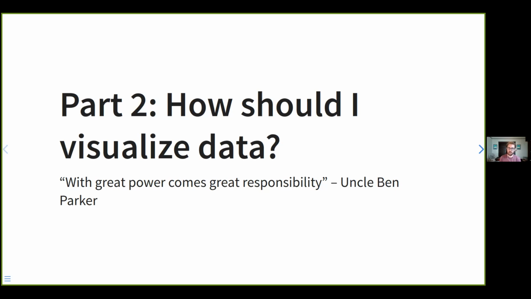Okay, so now we're going to move on to part two, the topic being how should I visualize data? And I want to start with a quote here from the great Uncle Ben Parker from Spider-Man. With great power comes great responsibility. As you saw in the earlier section, we can use data visualization to do some powerful things, to learn more about the world or the data we're working with, or to convince people of things.